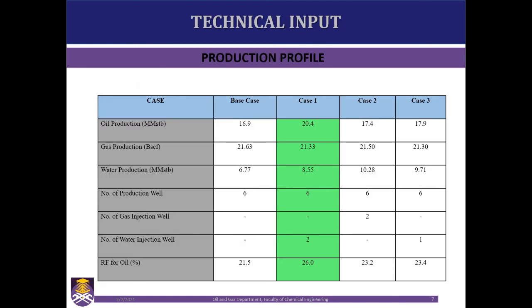Next, this table refers to the production profile from the Reservoir Engineering department. As you can see, our group will choose case 1 as the best choice for the exploration and production activities because it has the highest recovery factor for oil, which is 26.0%. This case will have 6 production wells with 2 water injection wells.